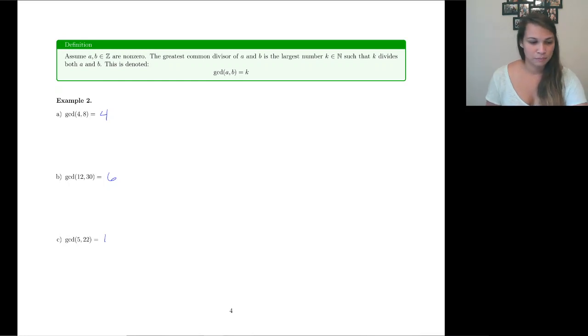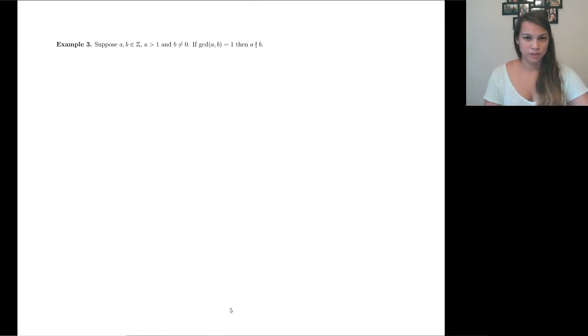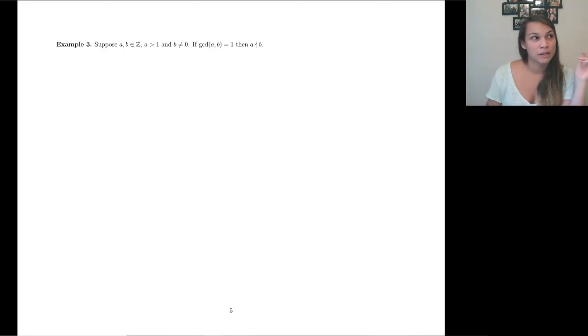Let's take this example for a spin as well. So suppose we have two integers, a and b, and we say that a is bigger than 1 and b is not equal to 0. If the GCD of a and b is 1, then we say a does not divide b, which makes sense. In the example we just had, we had 5 and 22, GCD was 1, and 5 definitely did not divide 22. I can buy this. But how do we prove that?